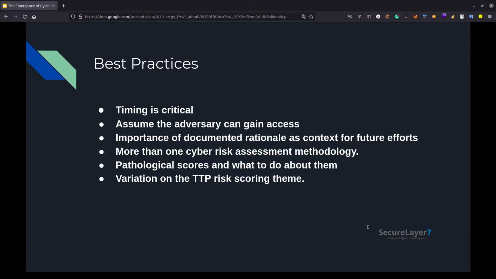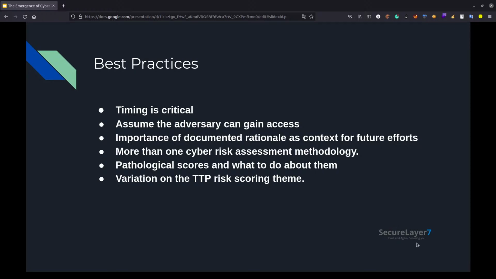The next step is pathological scores and what to do about them. Certain pathological TTP scoring modes may reflect situations where more information about a cyber asset is required. Evaluation criteria need to be revised if the assigned range of values is either too narrow or too wide. The next is a variation on the TTP risk scoring theme. One variation on TTP risk score calculation is to compute low and high TTP risk scores based on a range of values for each evaluation criterion. This approach produces risk scoring that reflects best case and worst case assumptions.